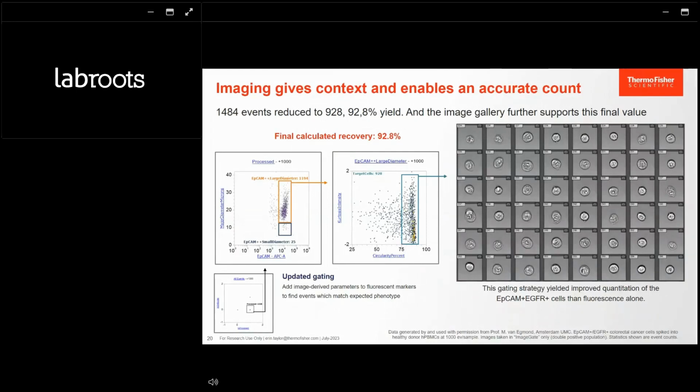And this is something that she could potentially turn into a standardized analysis workflow, standardized gate, if some of these were pulled out so they weren't overfitted to this specific sample. But this is a great example of using the fluorescent parameters, the image parameters, and the image view gallery to get more accurate and image-supported results.